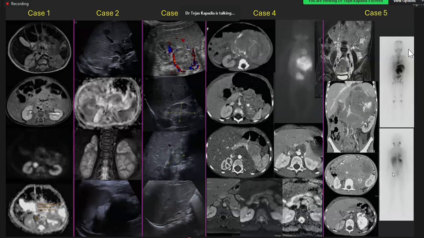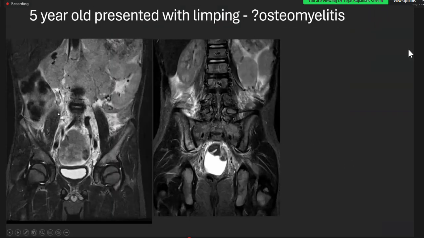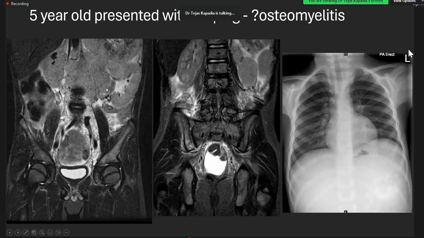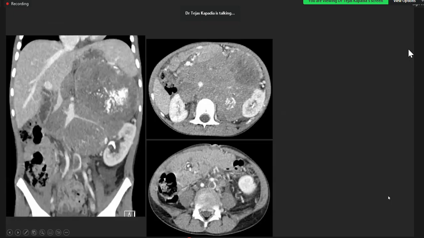Okay, so let's look at this case in detail. On presentation, they presented with limping, query osteomyelitis. So they did a pelvic MRI, and we found this large mass with multiple metastases in the bone. You see how abnormal the marrow looks, and a large soft tissue mass, where even on the chest X-ray you could see this large calcified area.